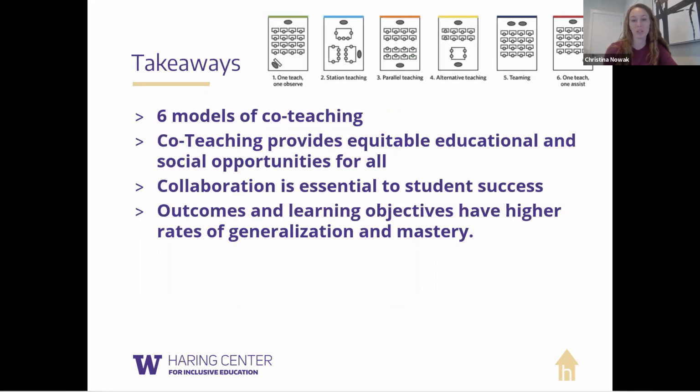We hope that this spotlight supported your growth and development on the topic of co-teaching. Specifically, we hope that you now have a better understanding of the 6 models of co-teaching, that co-teaching provides equitable educational and social opportunities for all students, that collaboration is essential to student success, and that outcomes and learning objectives will have higher rates of generalization and mastery.